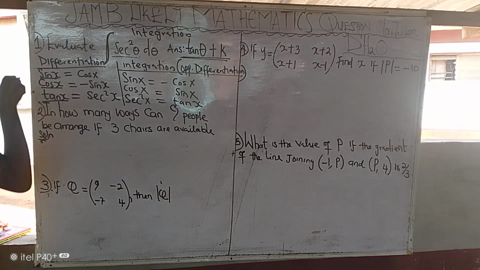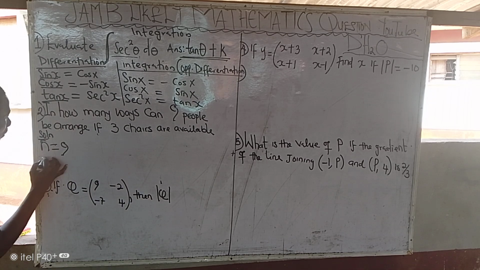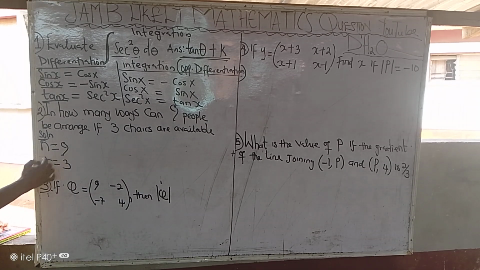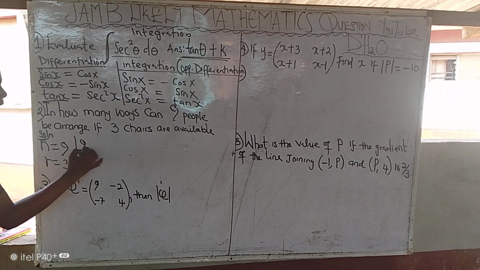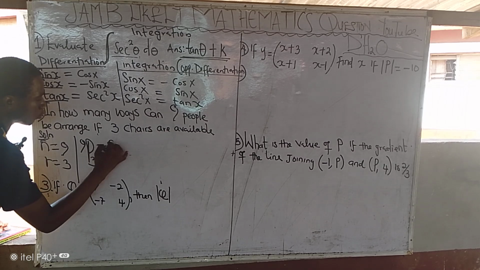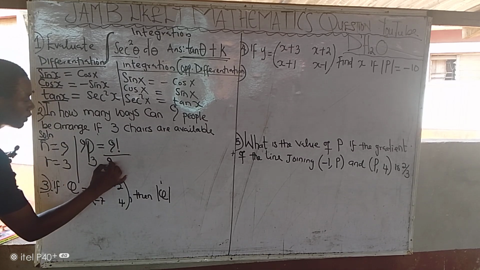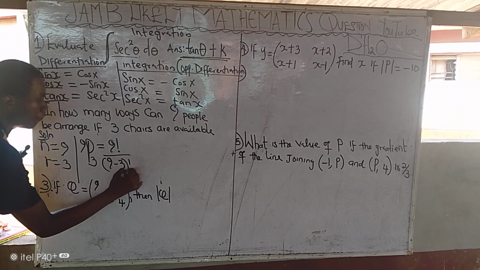Now, in how many ways can 9 people be arranged? n is equal to 9, the number of chairs available, r is equal to 3. So how do we solve this? 9 permutation 3 will give us 9 factorial all over 9 minus 3 factorial.